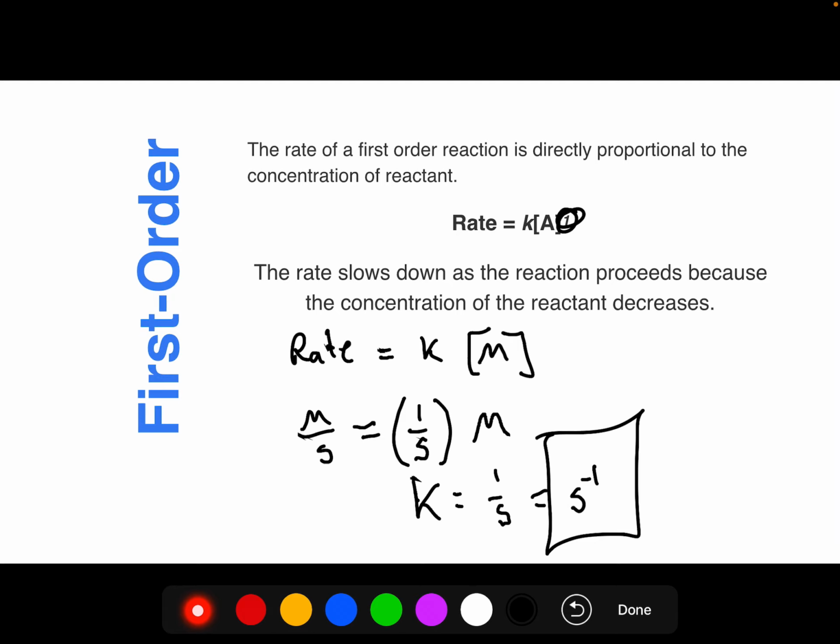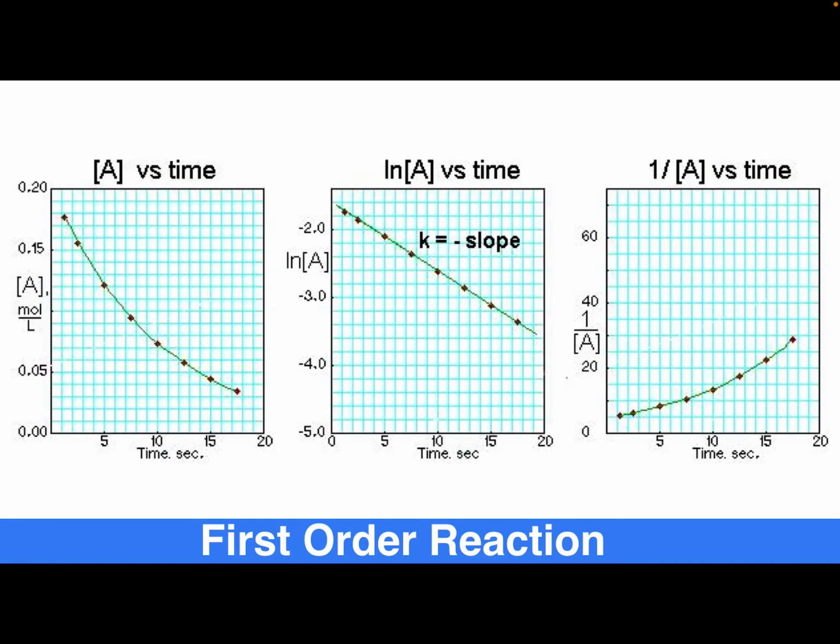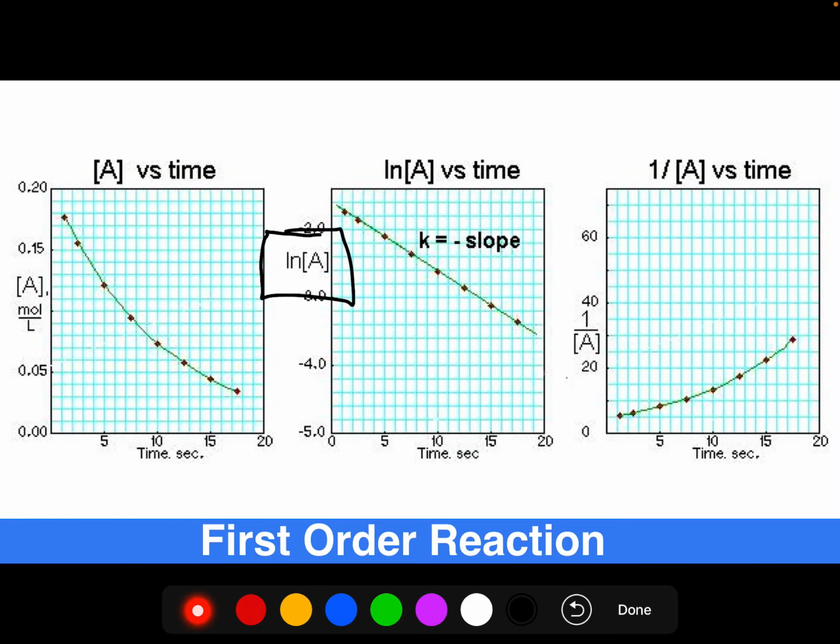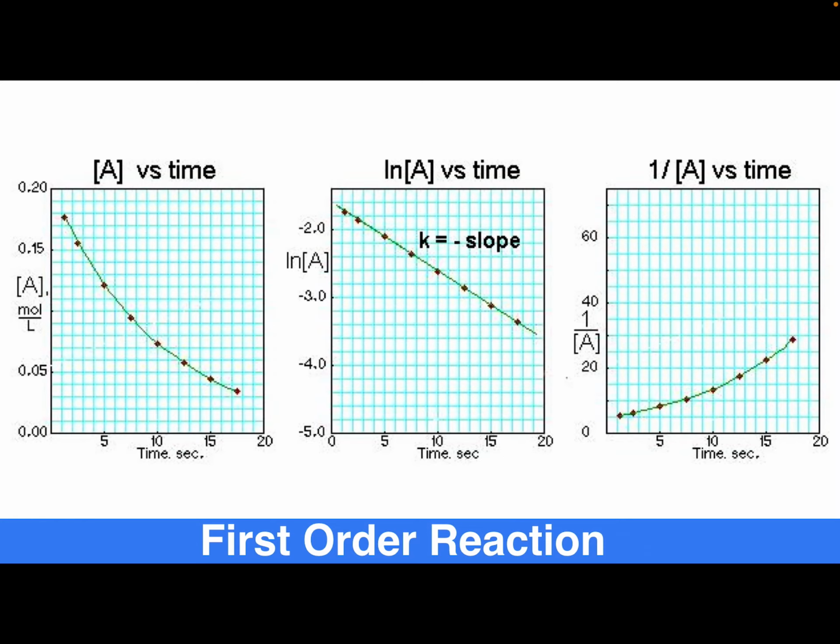So in first order, the rate slows down as the reaction proceeds because you're getting less and less reactant concentration. And here on a first order reaction, if you want a linear slope, you have to take the natural log of the concentration of A and graph that versus time. We'll talk about all this again later.